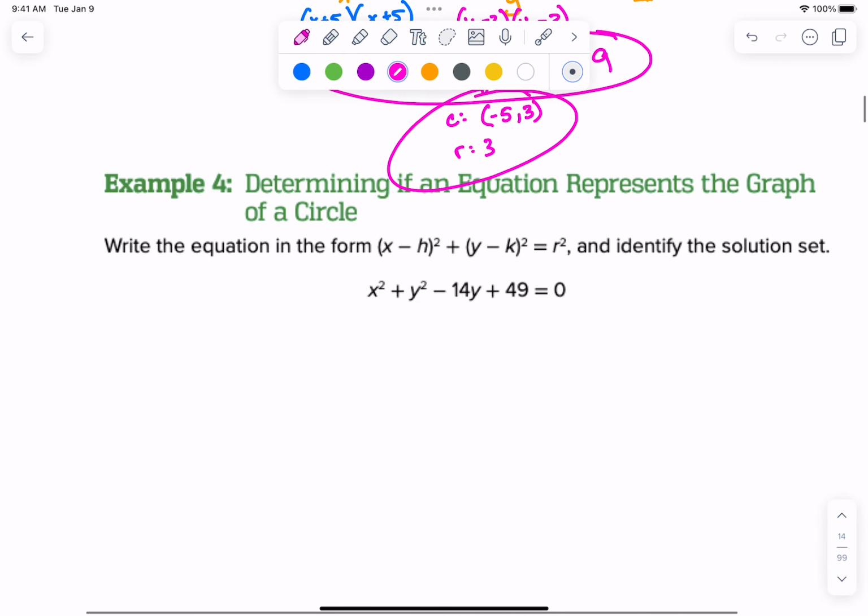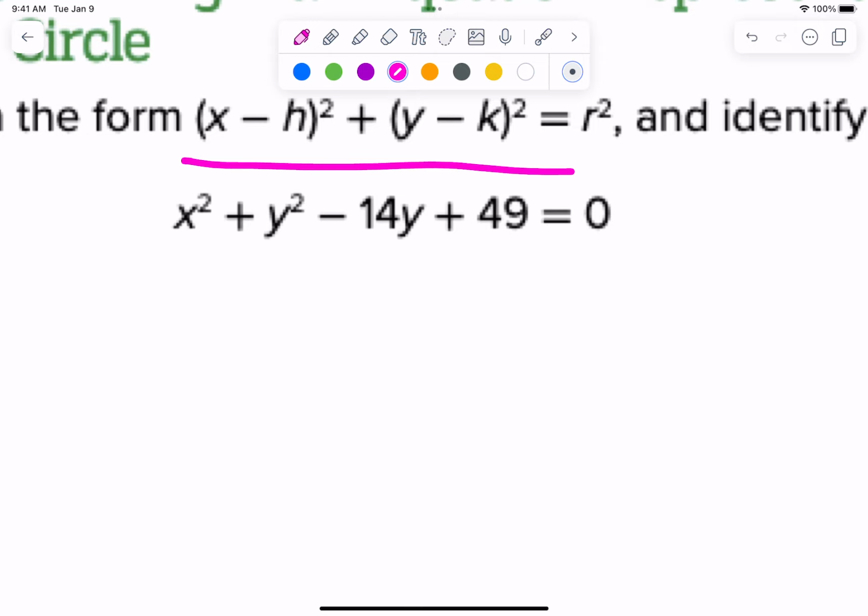Example 4. Write the equation in the form of this, like what we just did, right? And identify the solution set. Okay, here we go. All right, so we do the same thing again? We're going to do the same thing again. This is exactly what you were just asking, okay?